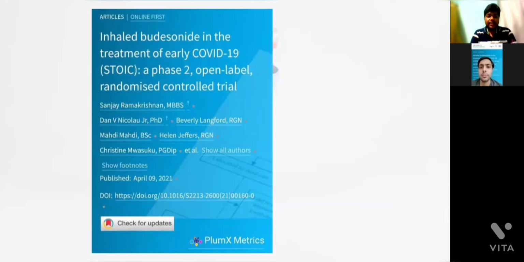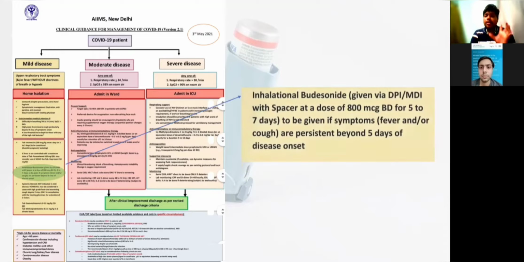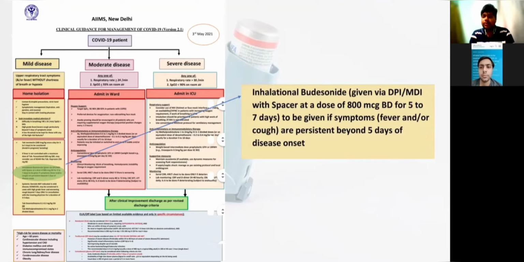This is a Lancet journal published on 9th of April 2021. All the fuss about metered dose inhaler in COVID-19 started when the journal came out. It stated that inhaled budesonide can be used in early cases of mild disease of COVID-19. After this, the AIIMS protocol on 3rd of May 2021 came out and stated that inhalational budesonide 800 microgram BD, twice a day, can be given if symptoms like fever, cough, tachypnea are persisting even after the 5th day of the disease.